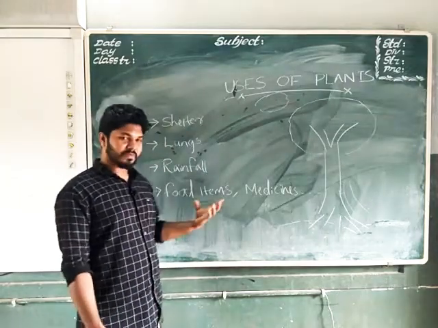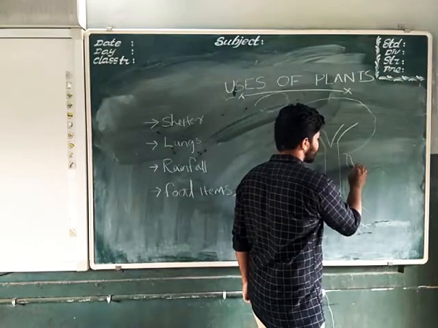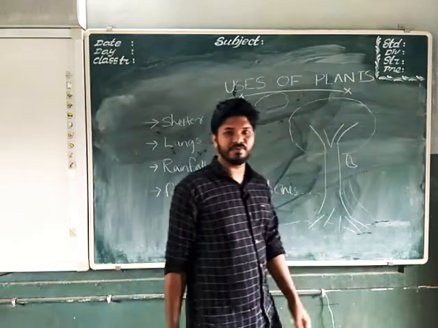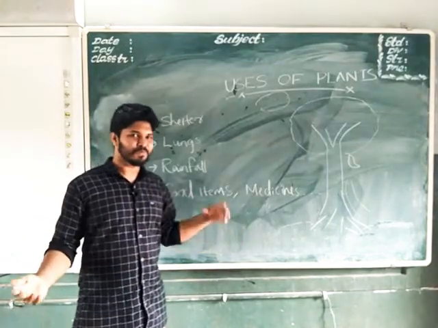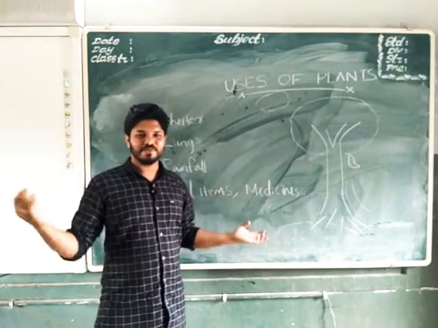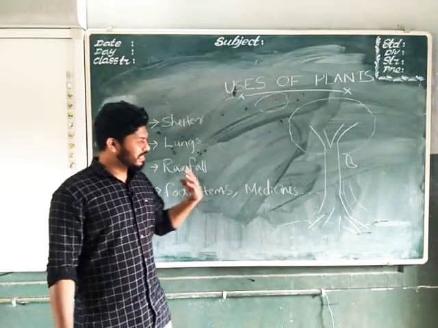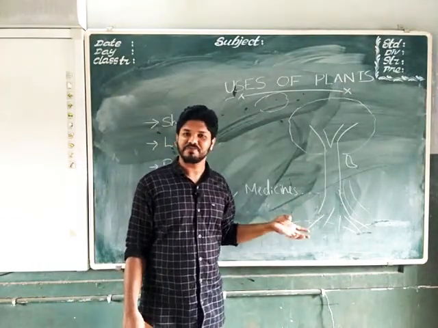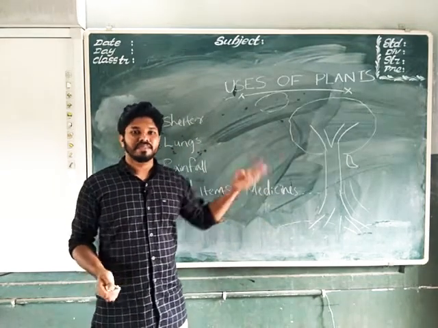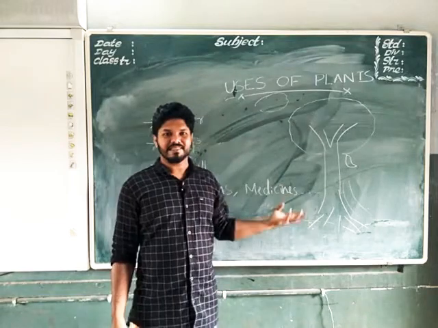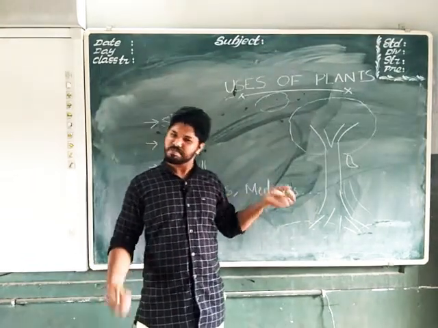Next one, they give us very tasty fruits. These tasty fruits are used as food items. Obviously they will give us fruits, vegetables, many things. So they give us food items. They give us medicines also. We are obtaining medicines. Ayurveda medicines are completely from these trees or plants. So they give us medicines, and they give us many more items.